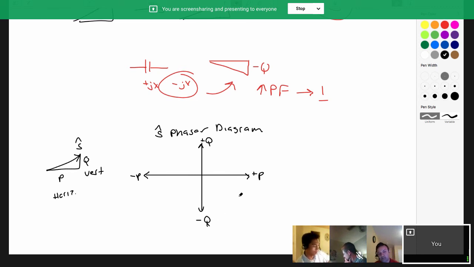Remember, anytime we're looking at a system, like a generator, if it's supplying power, it's going to have a minus apparent power, isn't it? Essentially, it's negative because that power is leaving. Those volt amps are leaving the generator and entering the system, right?